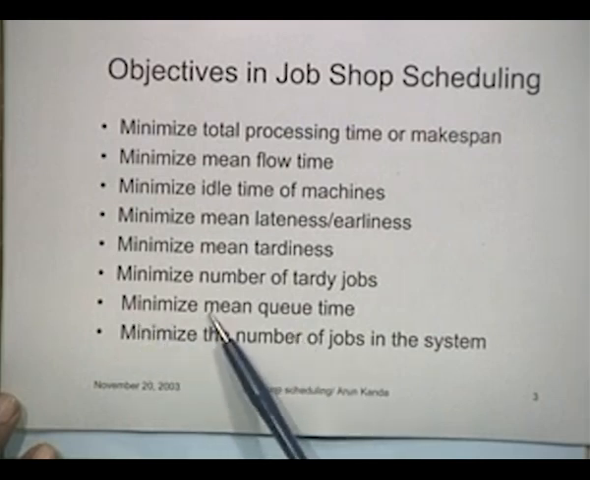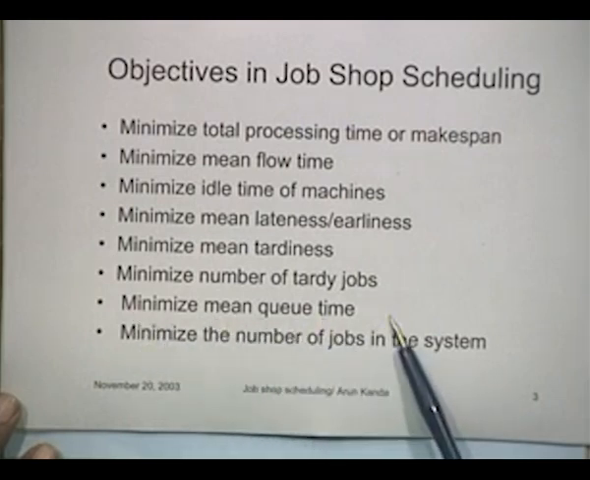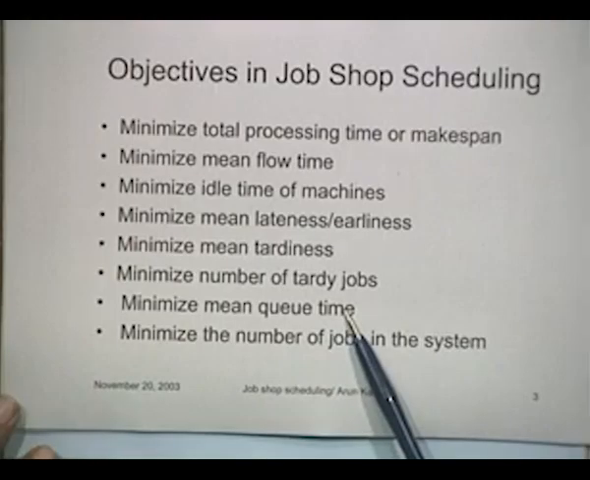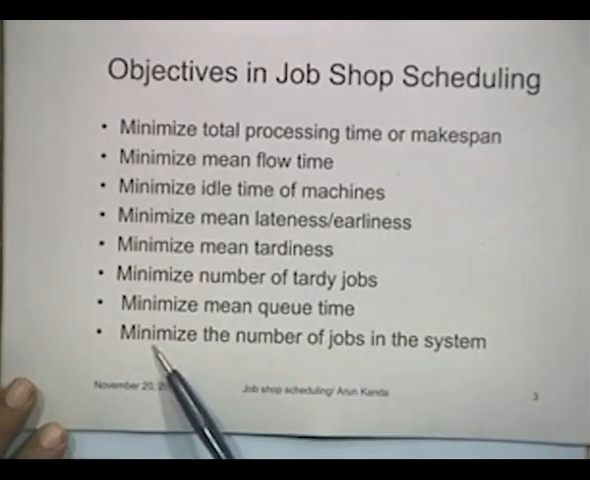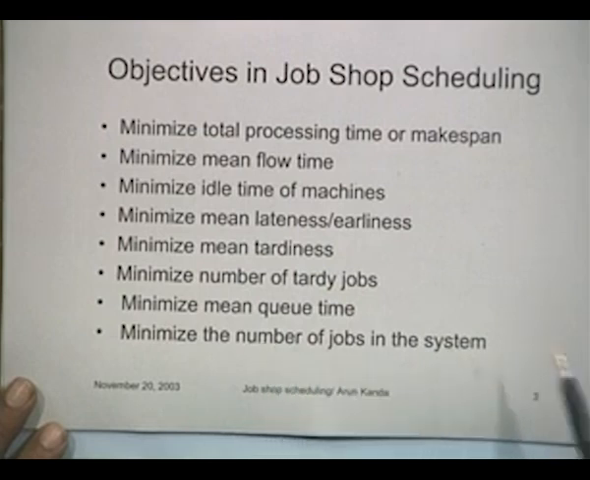You can try to minimize the mean queue time. That is the amount of time that a job spends in the queue. So one job spends 10 minutes, the other spends half an hour, and so on. So the average time that the job spent is the mean queue time, and you might want to minimize the mean queue time.